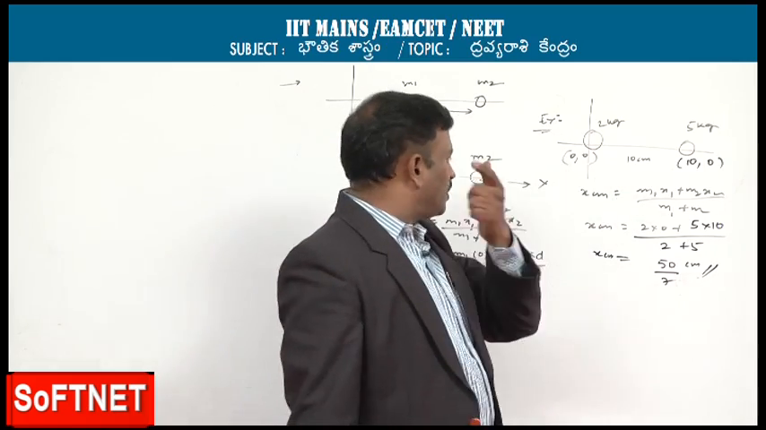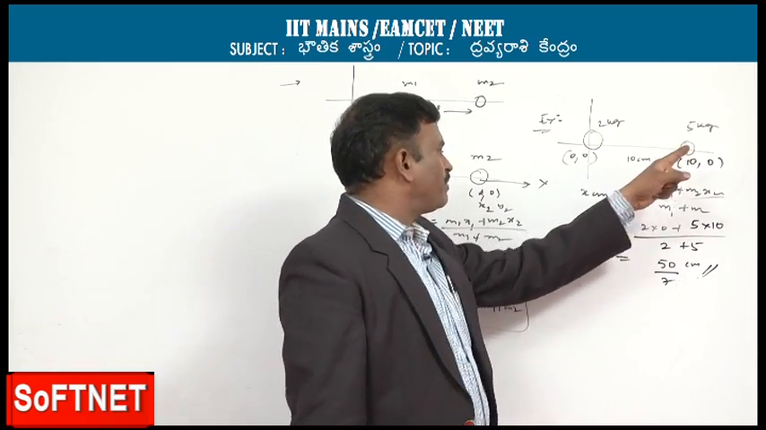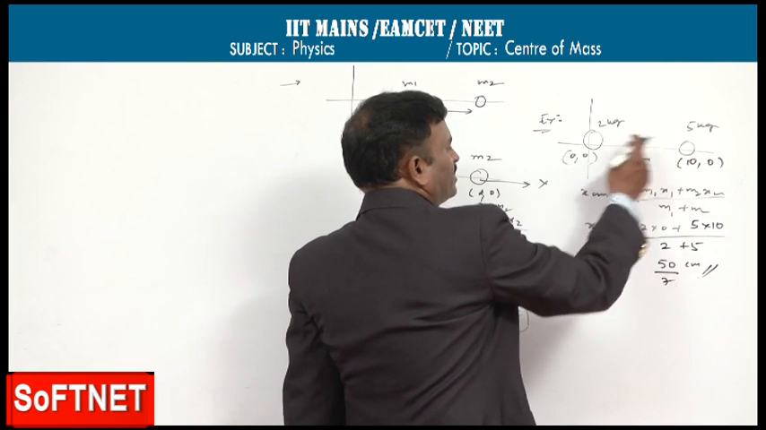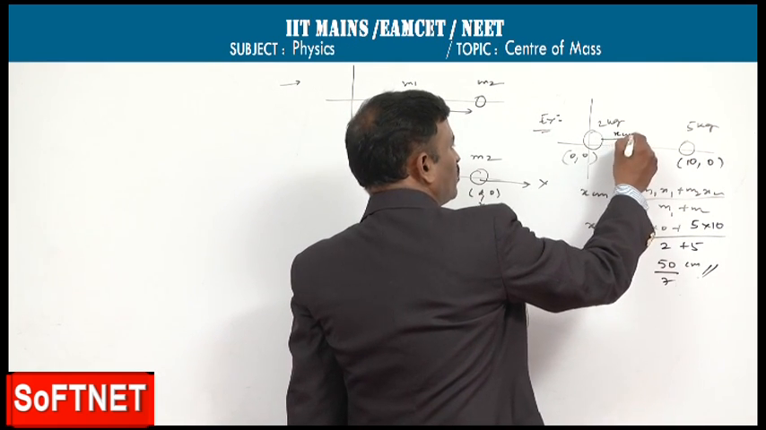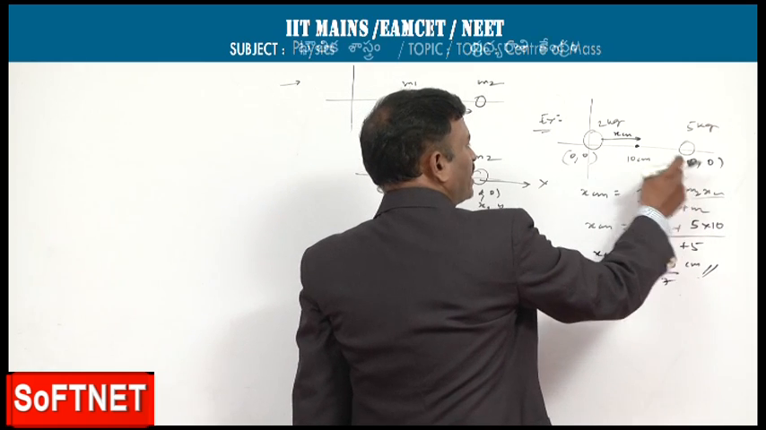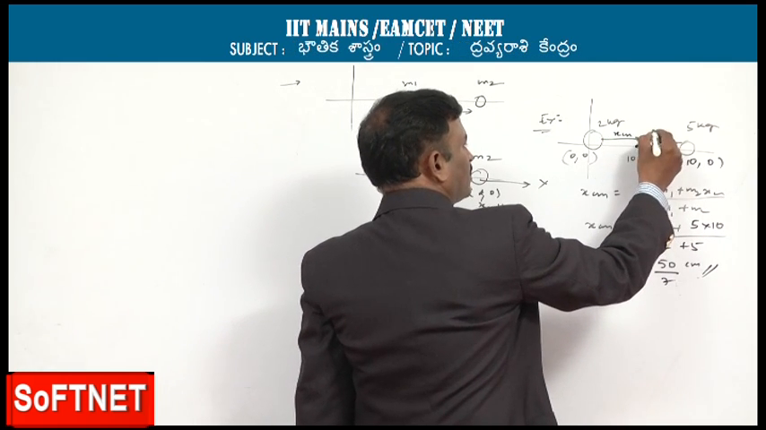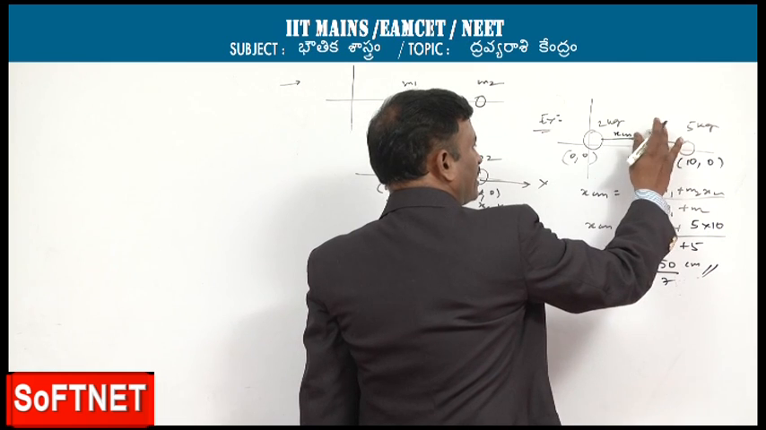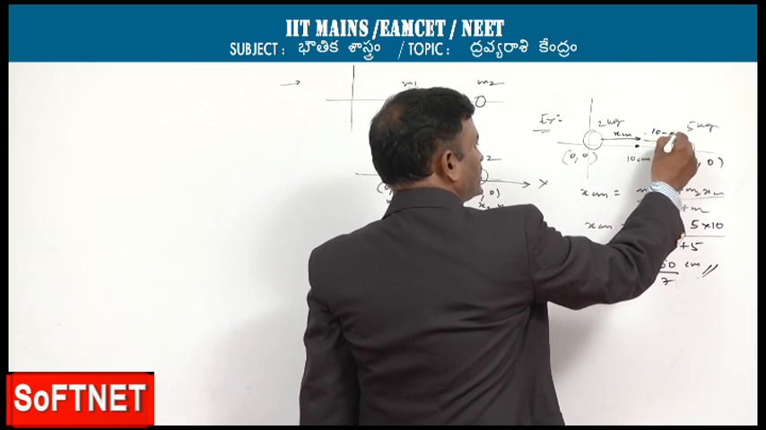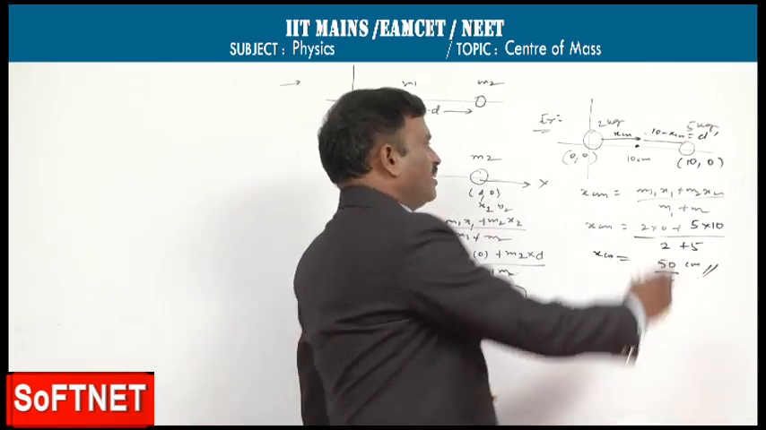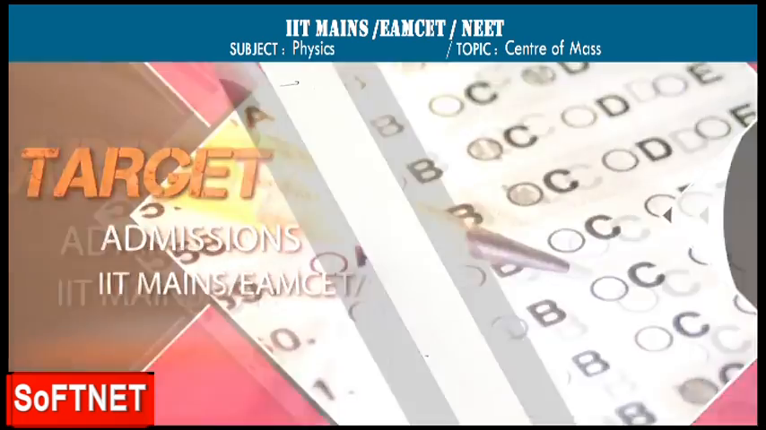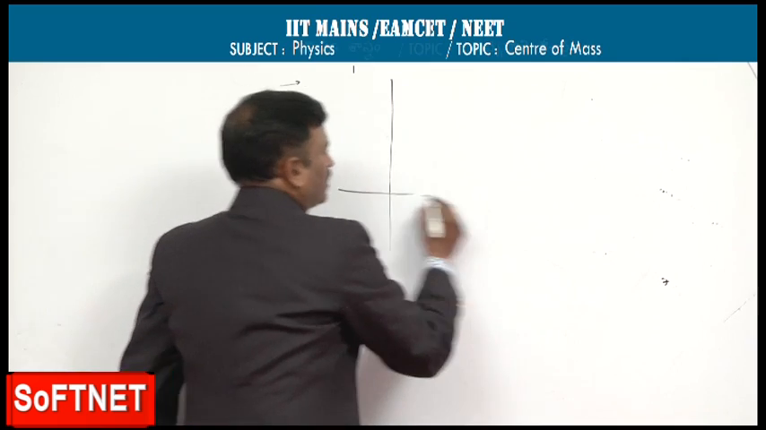From the 5 kg body, what is it? The total of 10 centimeters minus the center of mass, from here to here, is the XCM we got. So total distance minus this distance gives this. This is nothing but 10 minus XCM, that is d dash, the distance between them. Next example: three bodies in the system.